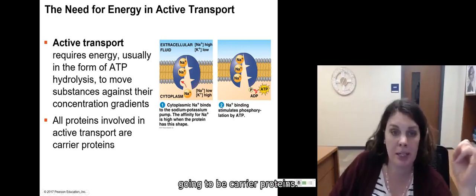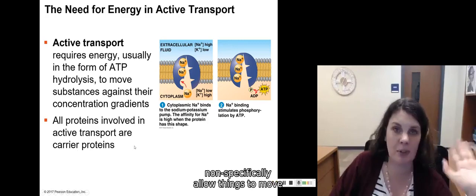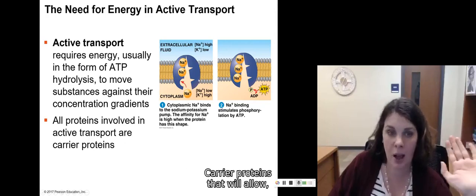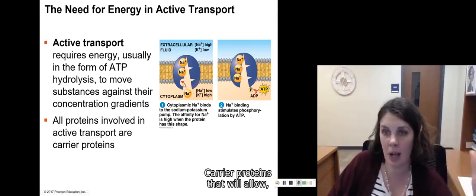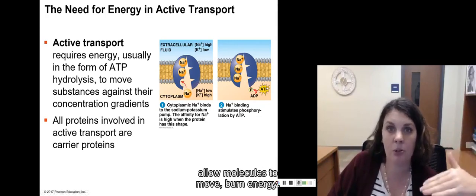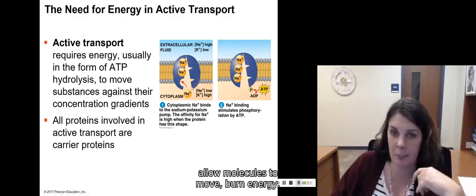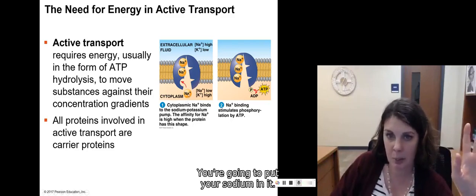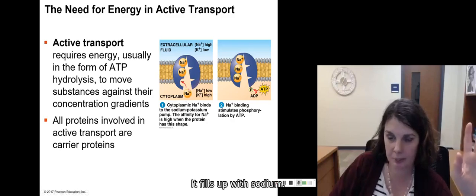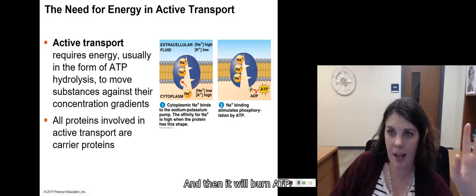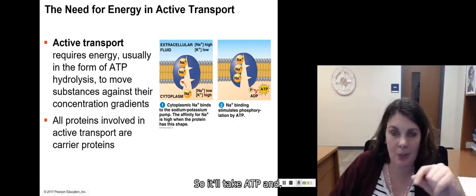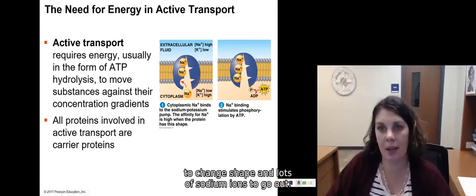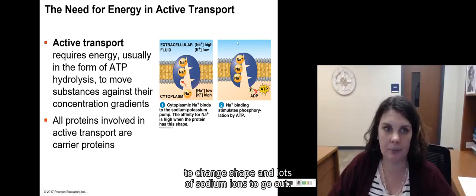All proteins in active transport are going to be carrier proteins. Your cell is not going to just non-specifically allow things to move around to take energy. It's going to be very specific carrier proteins that will allow molecules to move and burn energy. So here's a sodium channel. It's actually a sodium-potassium channel. You're going to put your sodium in it. It fills up with sodium, and then it will burn ATP. So it'll take ATP and break it up and use that energy to change shape and allow those sodium ions to go out.